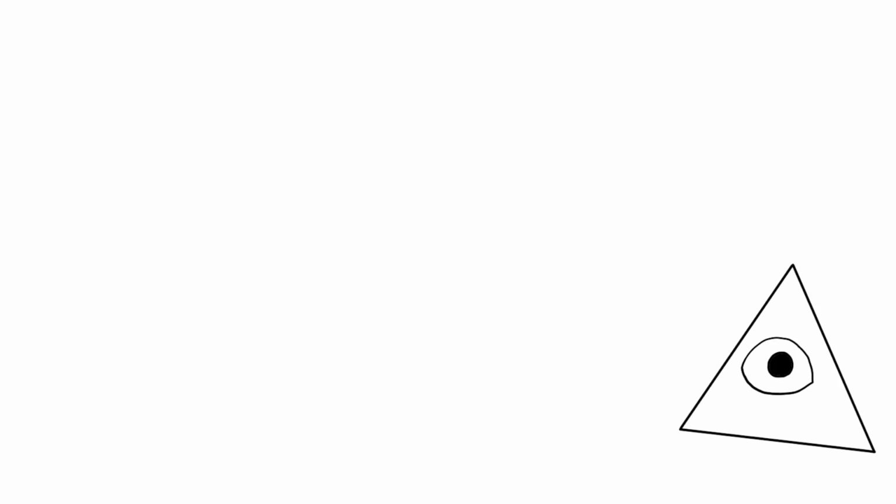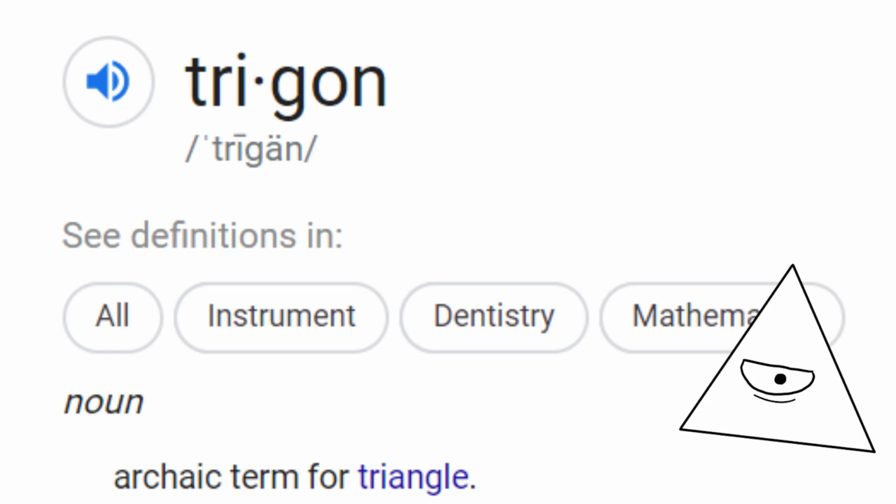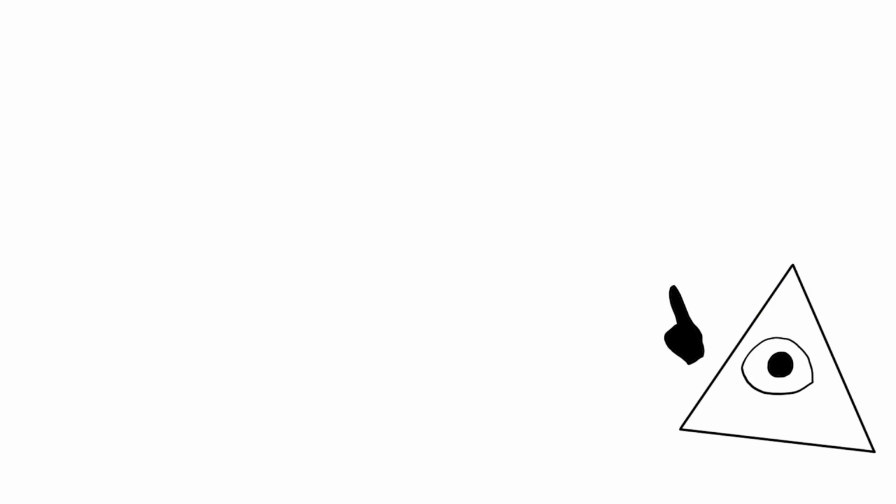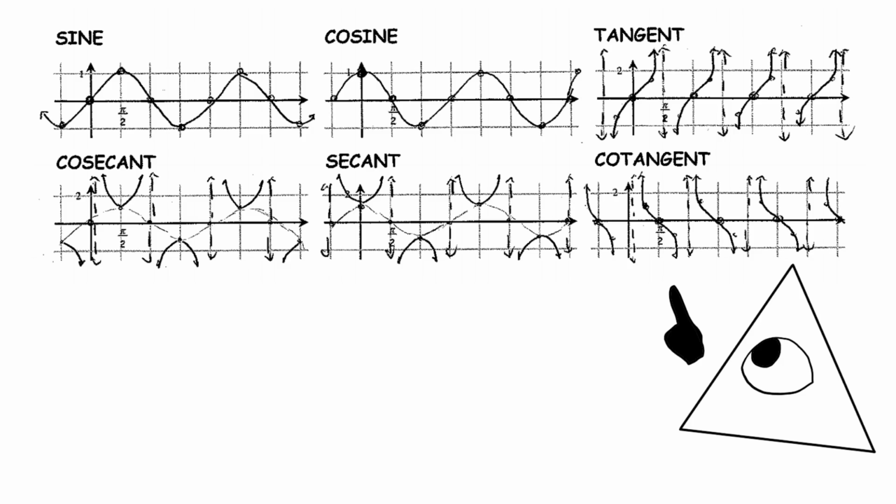Hello everyone. You are probably wondering who I am, and that has a simple answer. I am the father of trigonometry, not Hipparchus, but the triangle, a trigon more specifically. From me came my 6 children that you all know well. Sine, cosine, tangent, cosecant, secant, and cotangent.